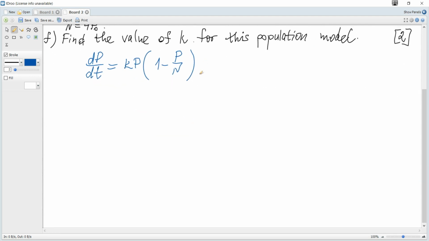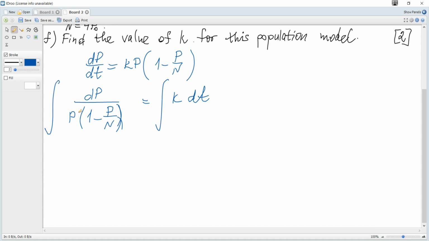And the first step is we can separate variables, P to the left, t to the right, and get dP over P multiplied by 1 minus P over N is k dt. It doesn't matter where k is, and then just integrate both sides.